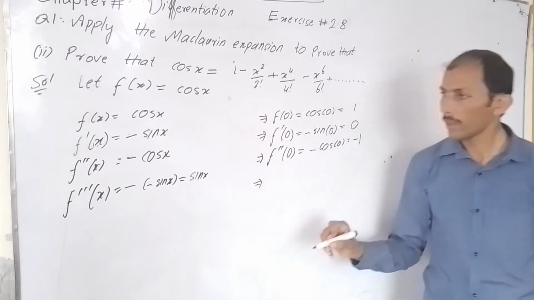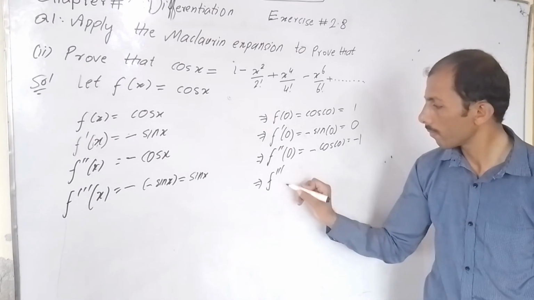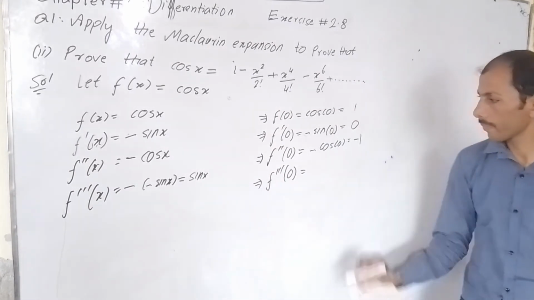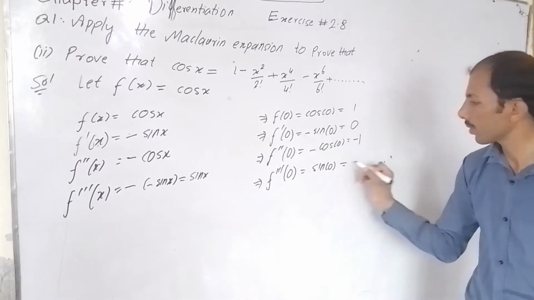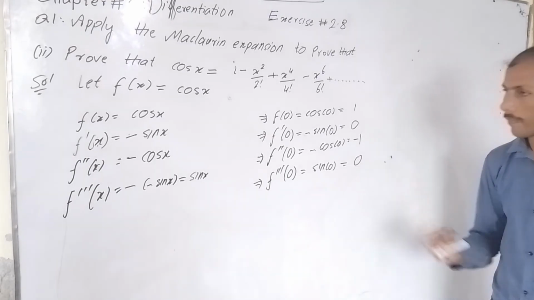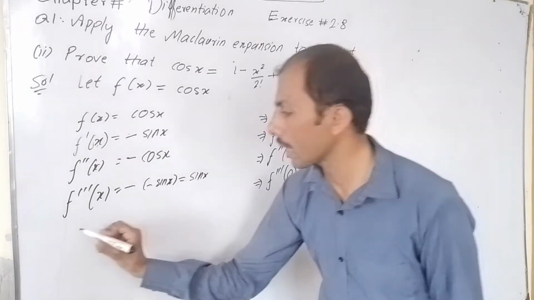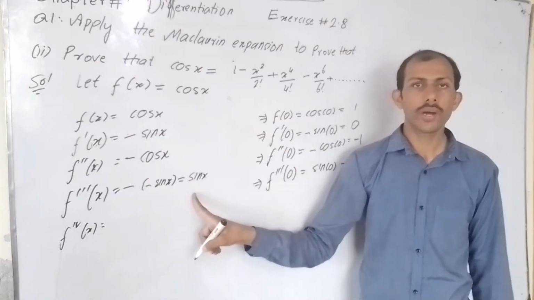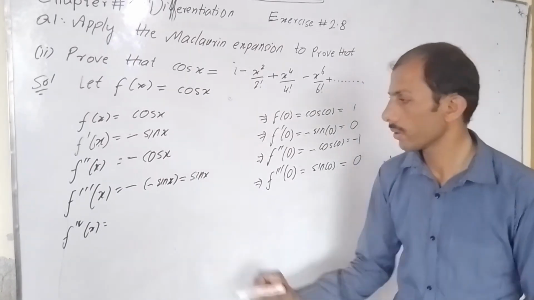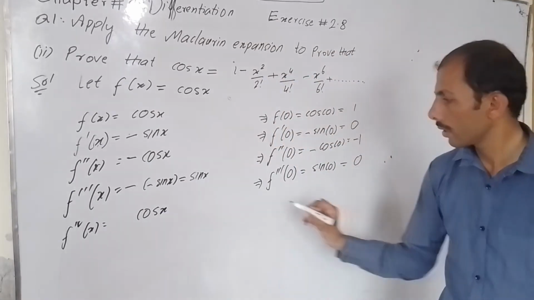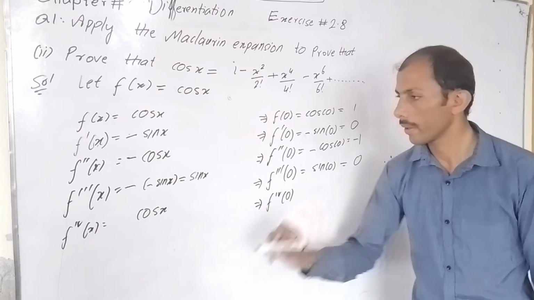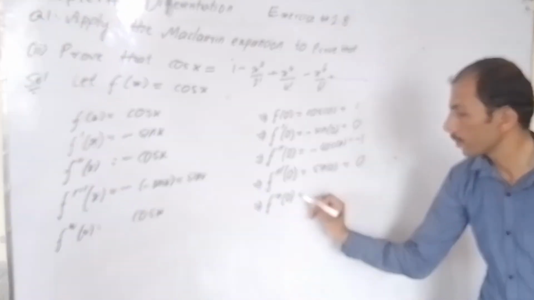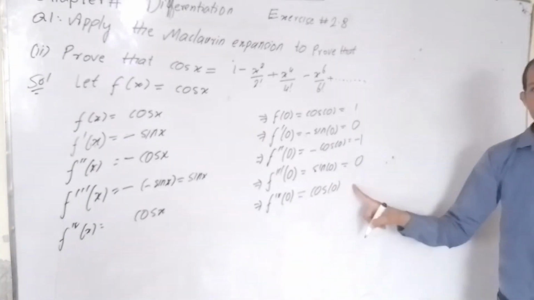This implies that the third order derivative at x approaches 0 is equal to sine of 0, which is equal to 0. Fourth order derivative f fourth prime of x is equal to the derivative of sin x with respect to x, which is cos x, which implies that f fourth prime of 0 is equal to cos of 0, which is equal to 1.